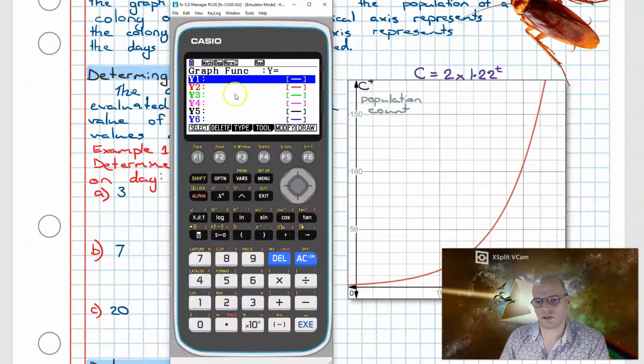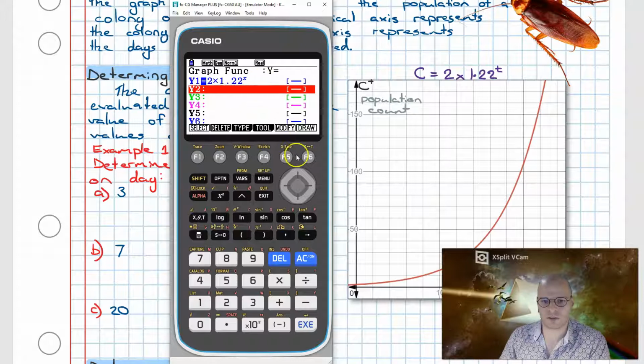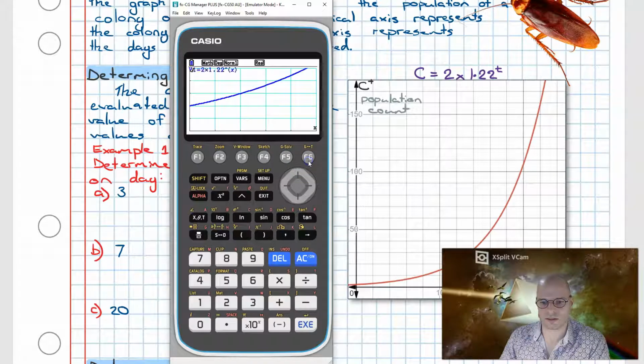Next thing we need to do is key in the function that describes this curve. In our case we're given it and it is C equals 2 times 1.22 to the power of t. Now in the case of this calculator, whenever I see t, I'm simply going to put in x. The difference between t and x is purely cosmetic in that we're not going to get any differences in the values that the calculator spits out. Now next thing we do is we graph it by clicking F6.